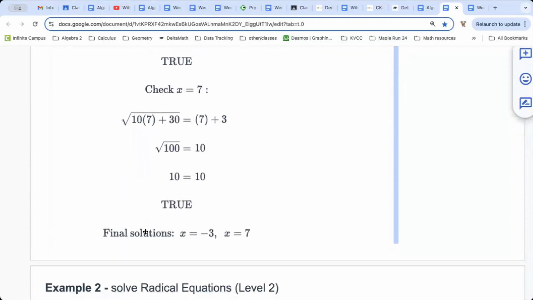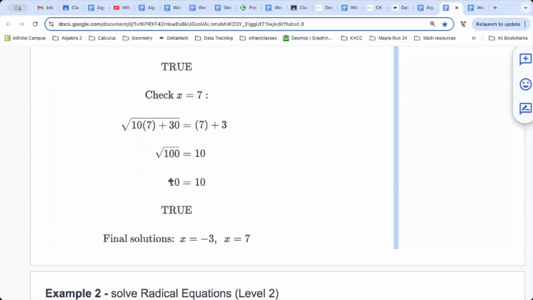Next, we want to check x equal to 7. By the same token, we take the same approach: put the 7 where x is in the original problem and evaluate it. The left-hand side is 70 plus 30, which is 100. The square root of 100 is 10. And 7 plus 3 is 10. And 10 absolutely equals 10. So it's true. Therefore, the final solutions for this problem are indeed negative 3 and positive 7.